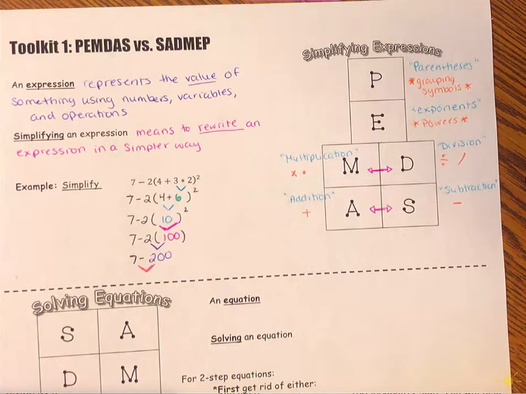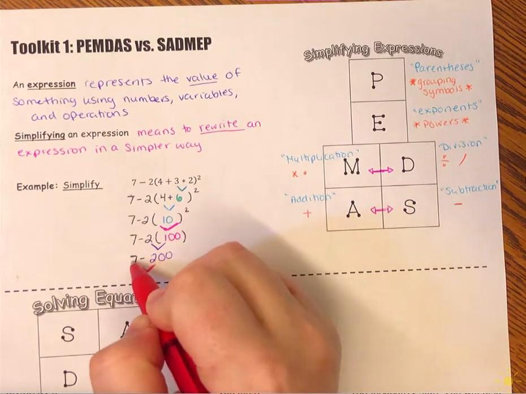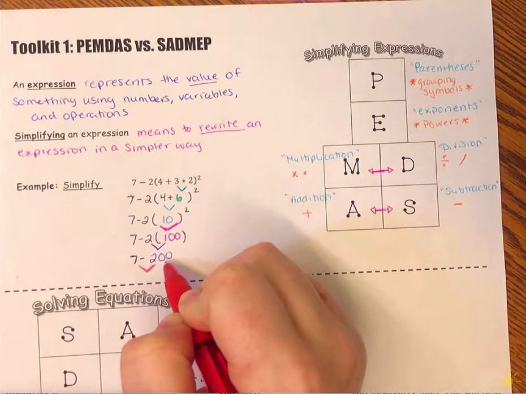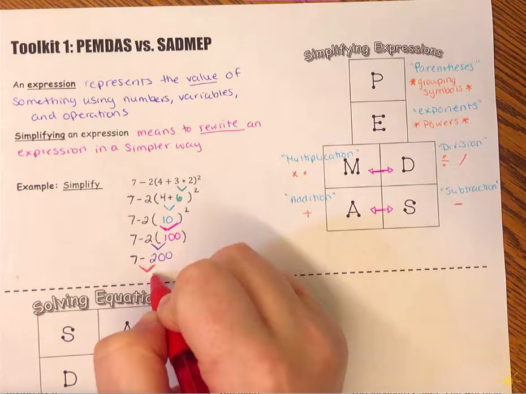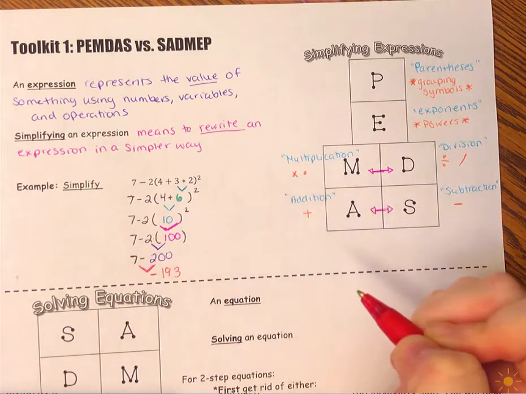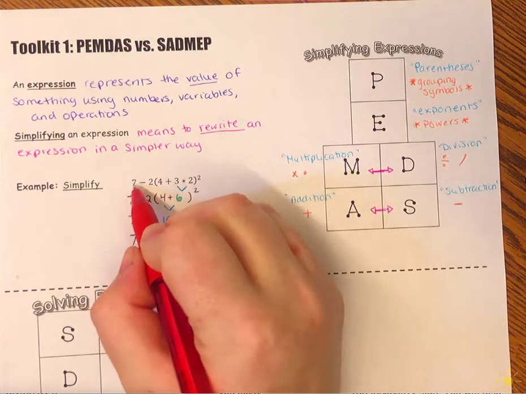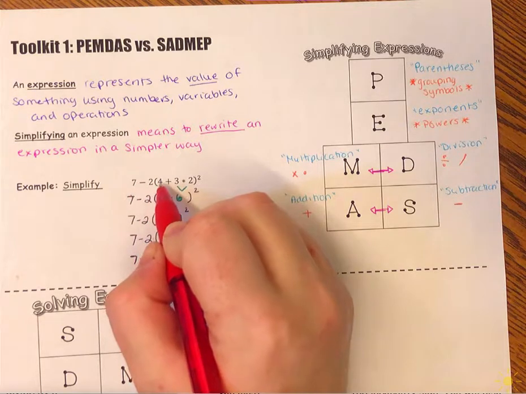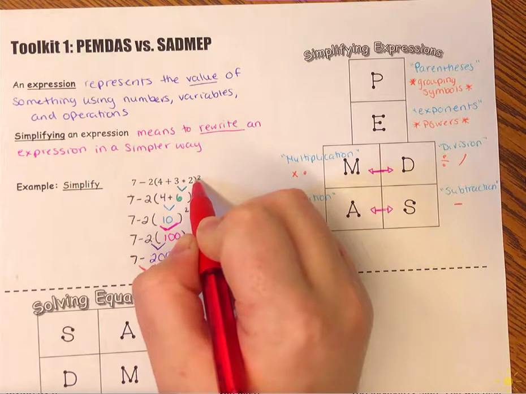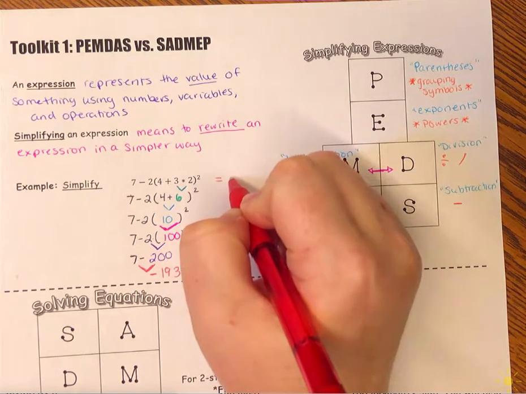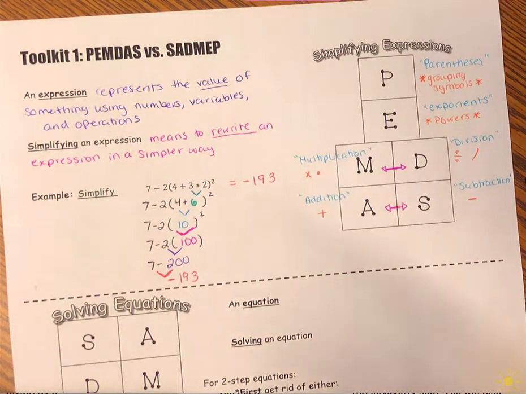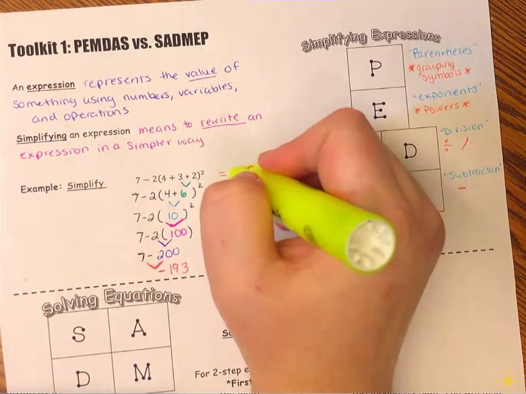And if we figure out 7 minus 200, 7 is positive, 200 is negative. I only have 7 things. I'm giving away 200. I'm going to be in the negative. I'm going to have a negative 193. So our solution, if I wanted to simplify 7 minus 2, parentheses 4 plus 3, times 2, close parentheses, raised to the second power, this actually gives us negative 193. And that is the solution, or that is our simplified version.